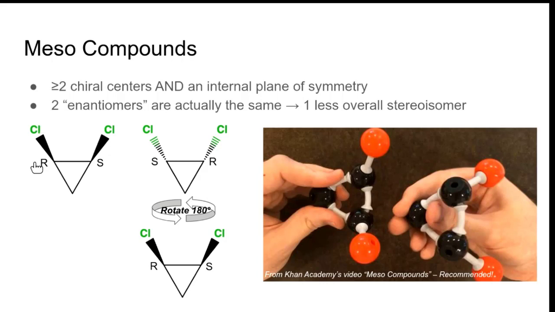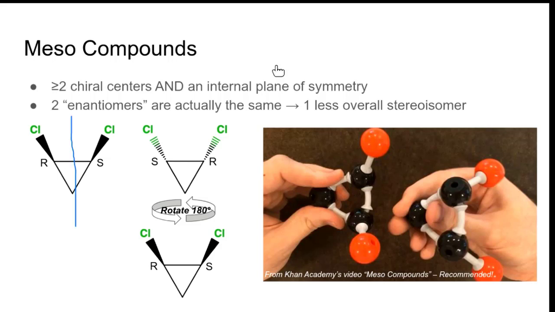It's going to be cis-dichlorocyclopropane, and we flip all the chiral centers, right? We make this R an S, and we make this S an R, and we get this molecule here. So we would think that's the enantiomer. But really, if we take this molecule and rotate it 180 degrees, so we look at it from the other side, then we see that it's actually the same as the original molecule. And we can see that this internal plane of symmetry is the reason for that.